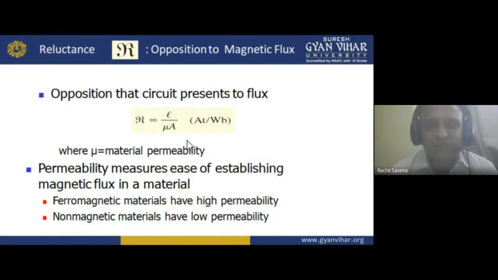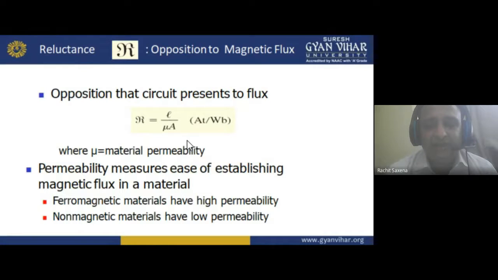In a resistor, what happens? The current value decreases because it resists the flow of charges. It produces a drop in a circuit. Similar to that, reluctance is a property of magnetic material which opposes the creation of flux.